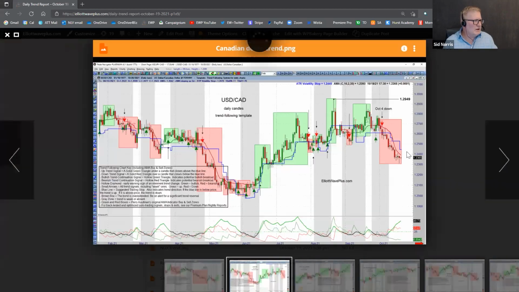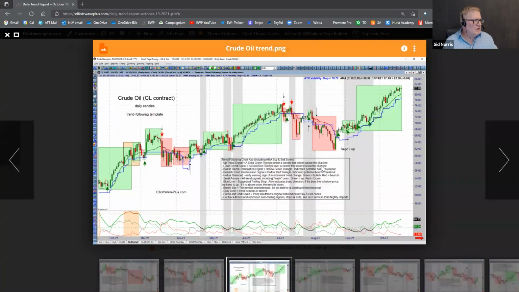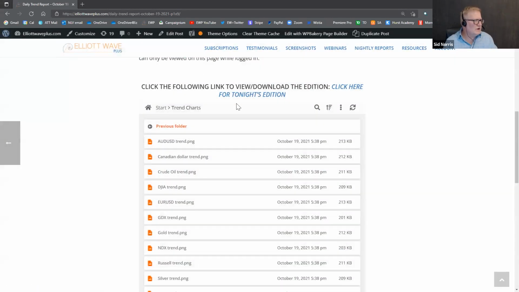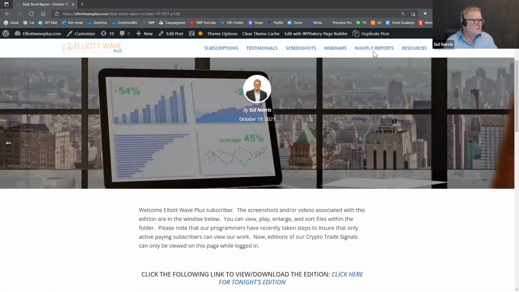USD CAD, Canadian currency pair, been in a downtrend since October 4. Crude oil been in an uptrend since September 2. So it's very quick and easy to look through all of those, and everybody gets those at all paying levels.